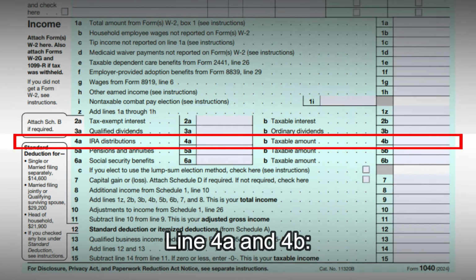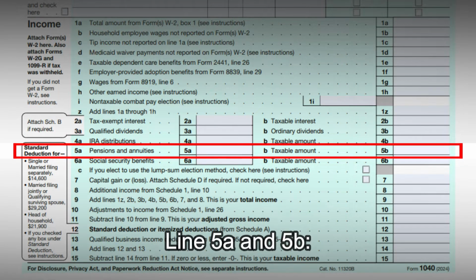Line 4A and 4B, IRA distributions refer to the money you withdraw from your individual retirement account, IRA, and the taxable portion refers to the amount of the distribution that is subject to tax. Line 5A and 5B. Pensions and annuities are types of retirement income that are typically paid to you in regular installments after you retire. The taxable amount of these distributions is the portion of the pension or annuity payments that is subject to federal income tax.